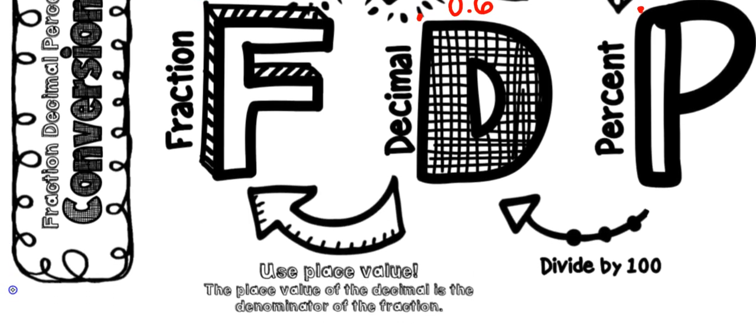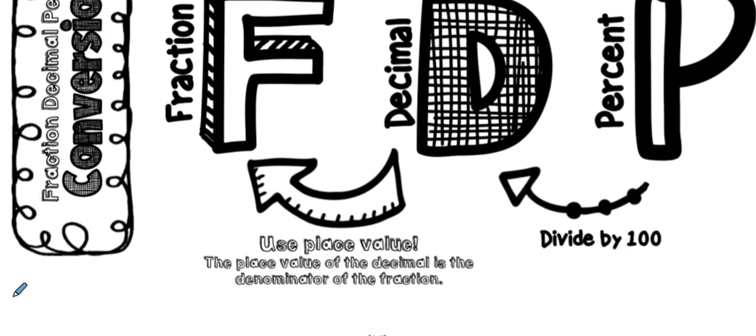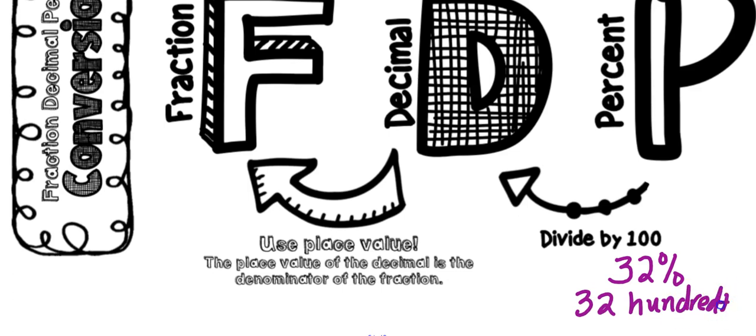So what if we're going from a percent to a decimal? And we looked at that a little bit on the first slide. So if I have a percent, let's say I have 32%, and I want to change that to a decimal. So what I'm doing is I have 32 hundredths. I'm thinking about this: 32% is 32 hundredths, because remember, percents are out of 100.